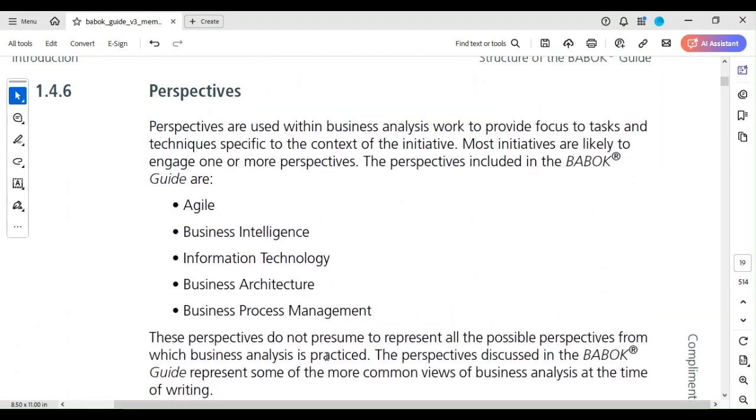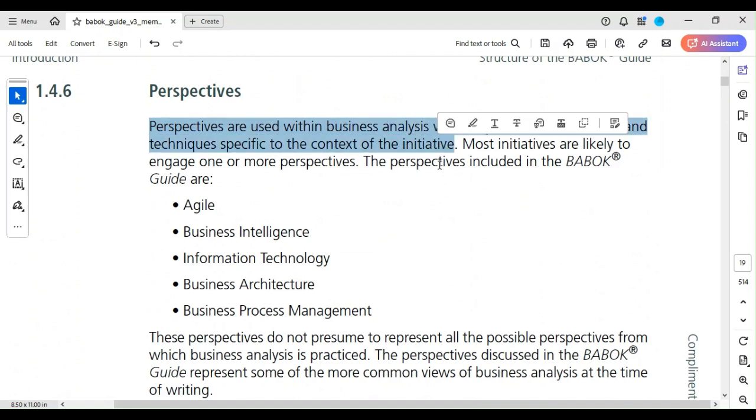Perspectives. Remember what we talked about when it comes to perspectives. Perspectives are used within business analysis work to provide focus to tasks and techniques specific to the context of the initiative. So let's go at this again.